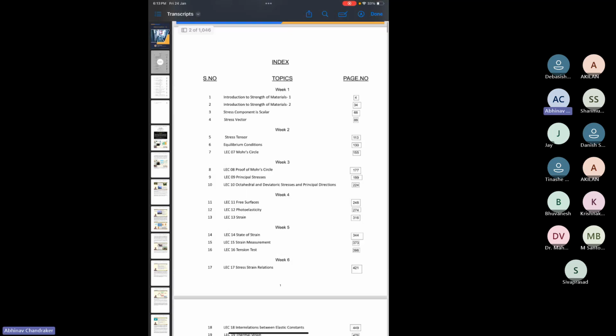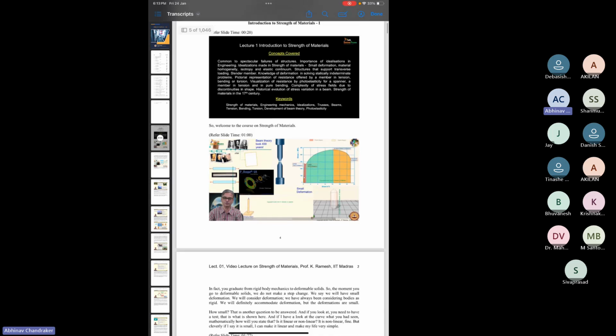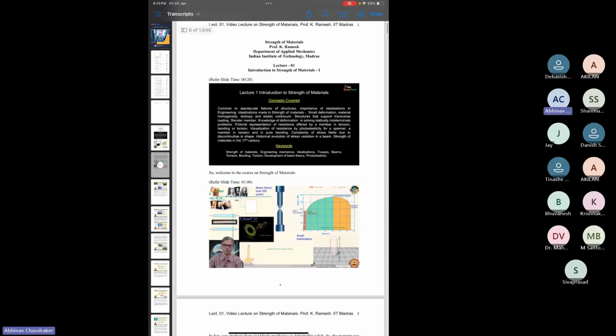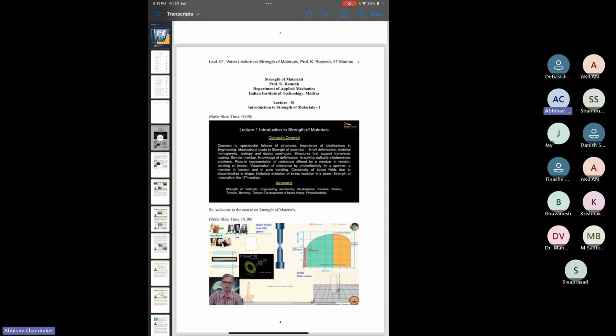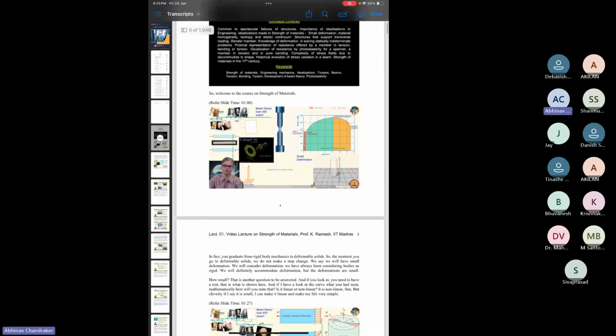So let's quickly go through the content taught in this week. In the first two lectures, Ramesh sir discussed an introduction to strength of material, where he tried to give you a historical background of how some of the discoveries were made when it comes to understanding the stress that is experienced by materials when they are loaded. And also he tried to show how the understanding of how the stress develops and how we can mathematically represent that was developed over the centuries with the help of numerous scientists.